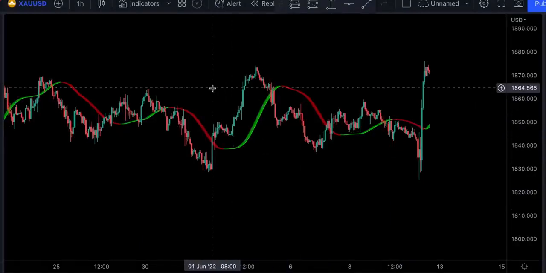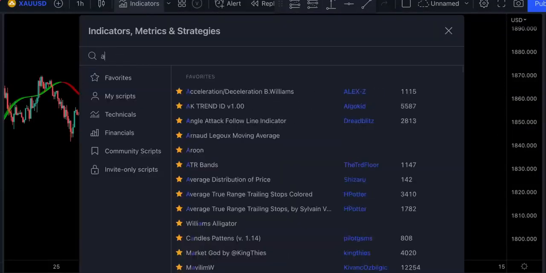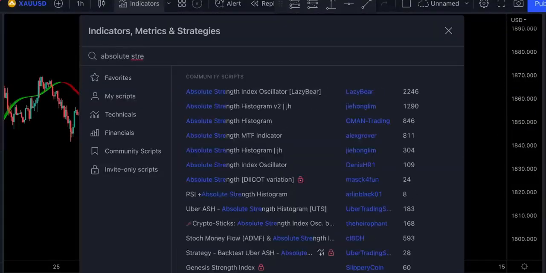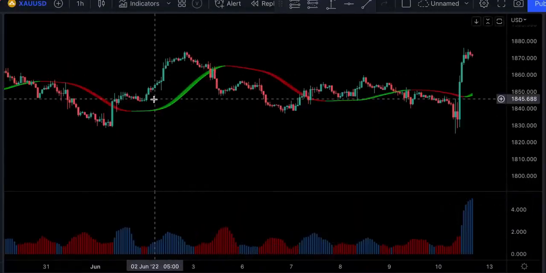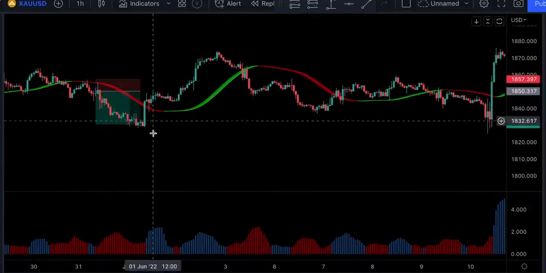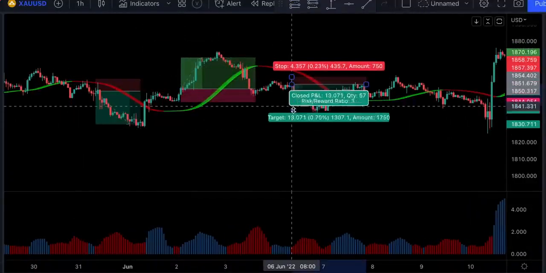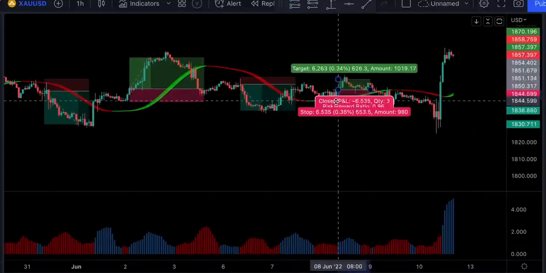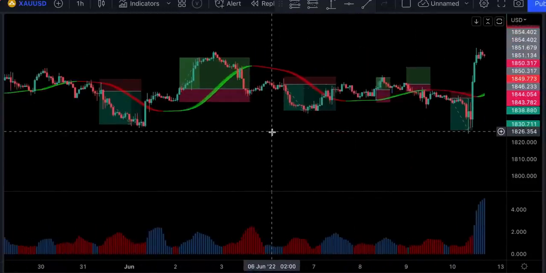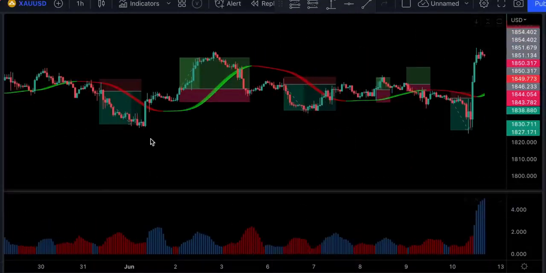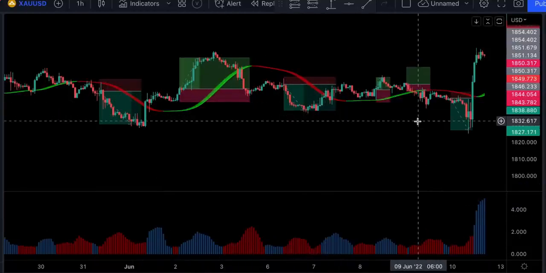For example, you add an indicator like an absolute strength histogram. And if the signal from this indicator is confirmed by the baseline, you can take the trade. We see the signals are really accurate. We had like 4 really good wins and 1 small loss, but you can easily eliminate losses like that by adding a volume indicator to your chart. So yeah, the Hull Suite is definitely legit and I absolutely recommend it.